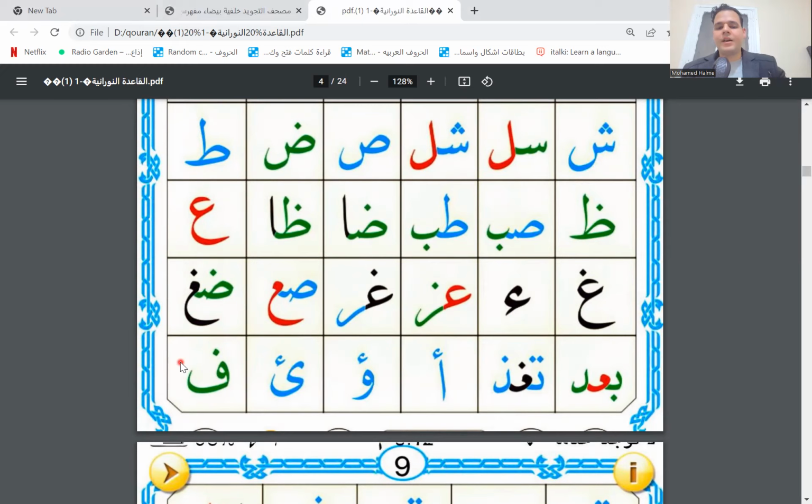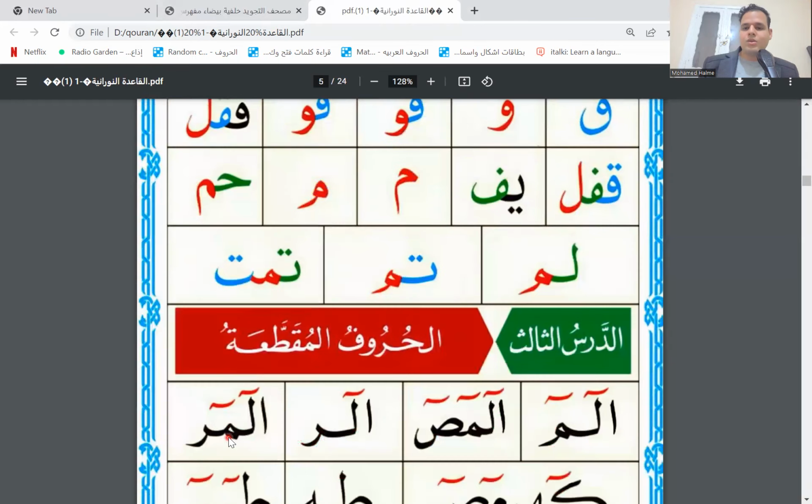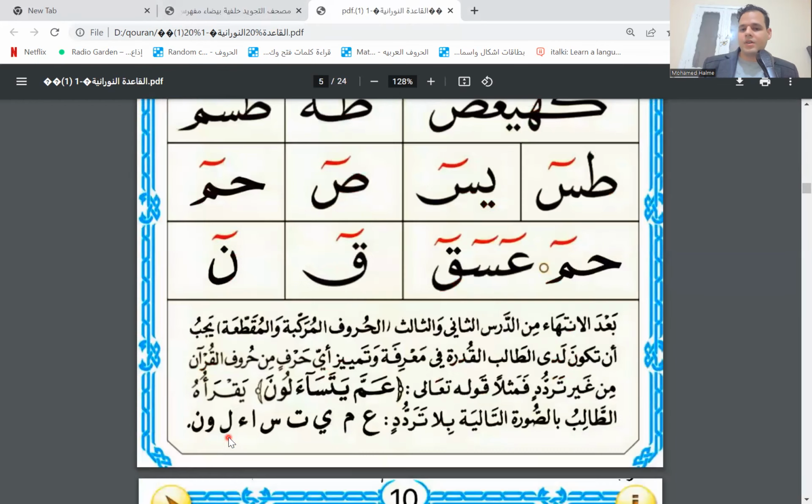Next one is fa, and then qa, wa, fa, la, ya, ma, ha, ma, la, ma, ta. Now, so far, this is the first lesson, the letters, and the second lesson, which is the letters when they are combined together.